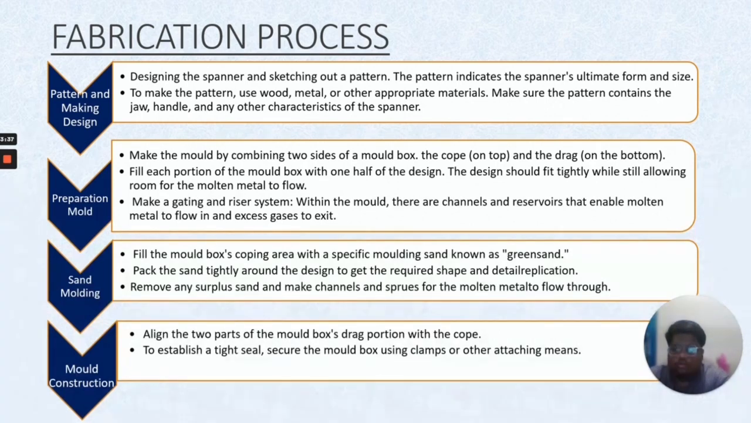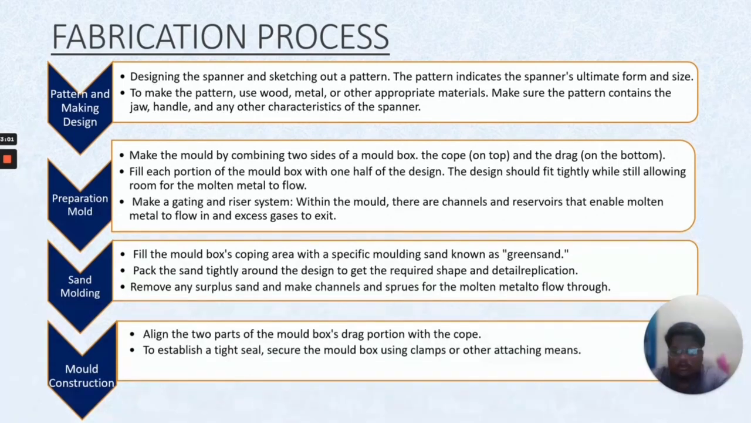Next, preparing the mold. Make the mold by combining two sides, which are the cope on top and the drag on the bottom. Fill each portion of the mold box with the design. The design should fit tightly while still allowing room for the molten metal to flow. Make a gate and riser system within the mold. These are channels and reservoirs that enable molten metal to flow in and gases to exit.